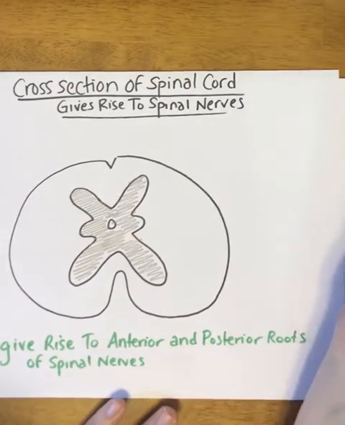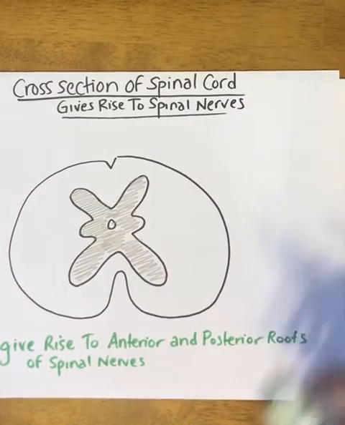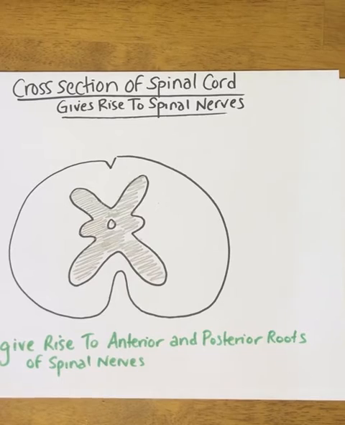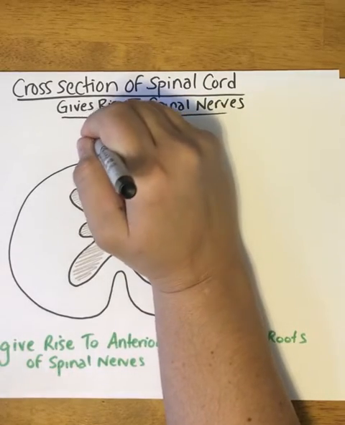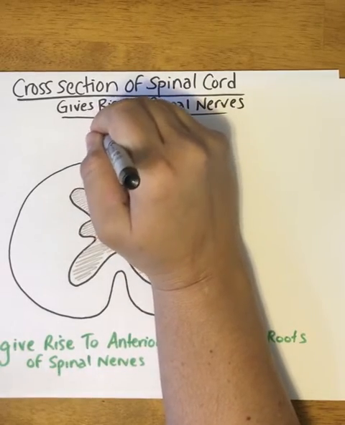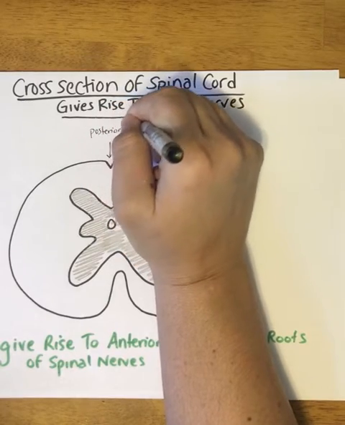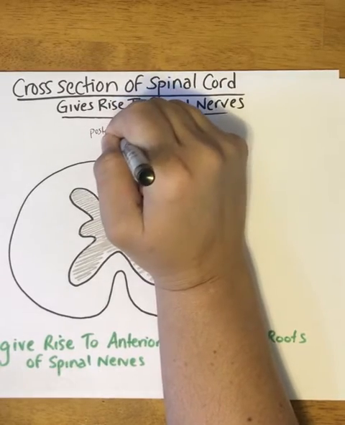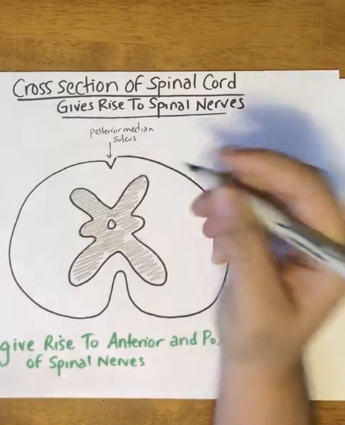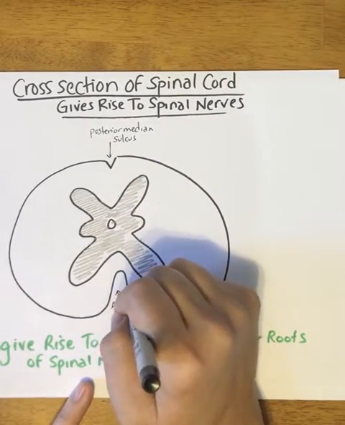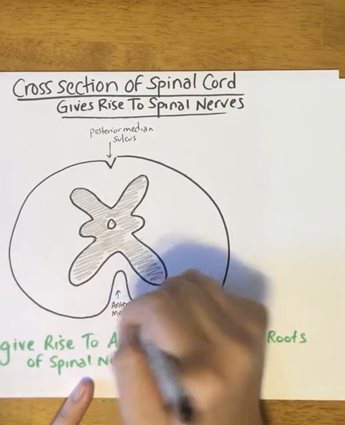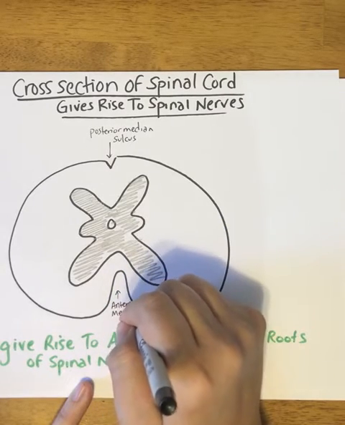All right, so on the posterior side, and how you know posterior from anterior is the posterior median sulcus and the anterior median fissure. That's how you always know your anatomy. So your posterior median sulcus is going to be close to your posterior horn. Your anterior median fissure is going to be close to your anterior horn.